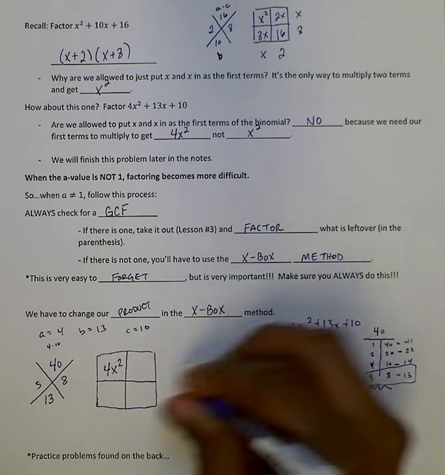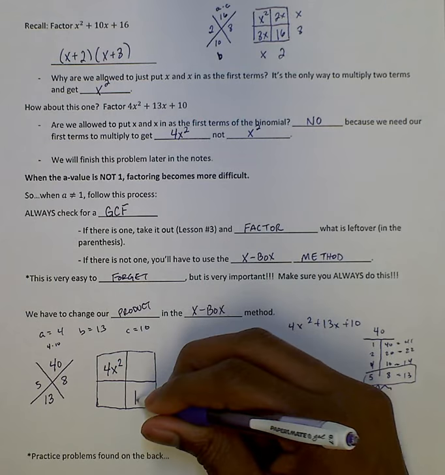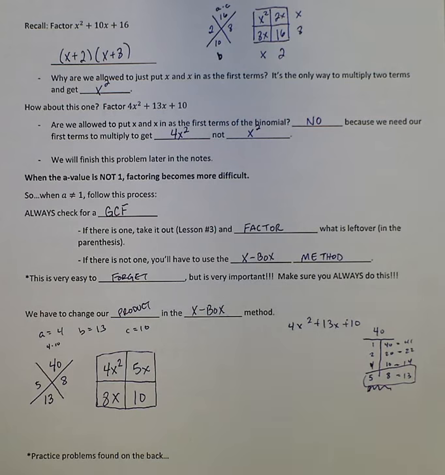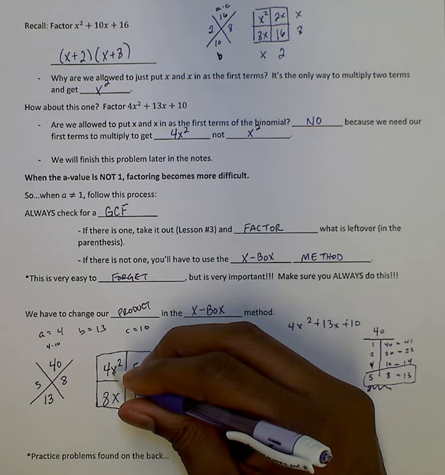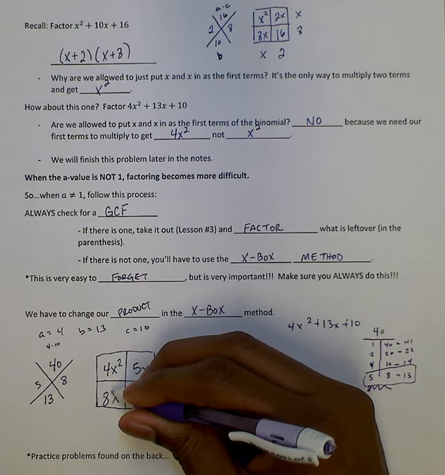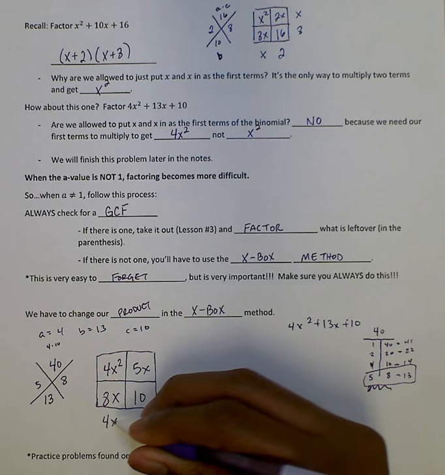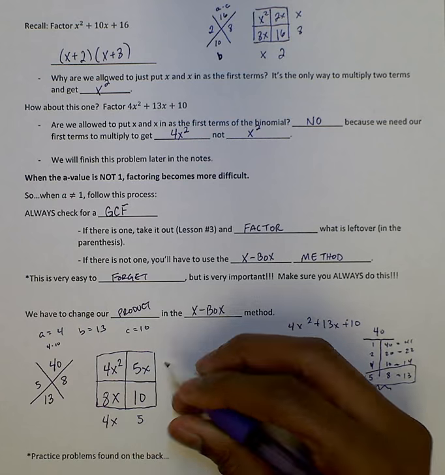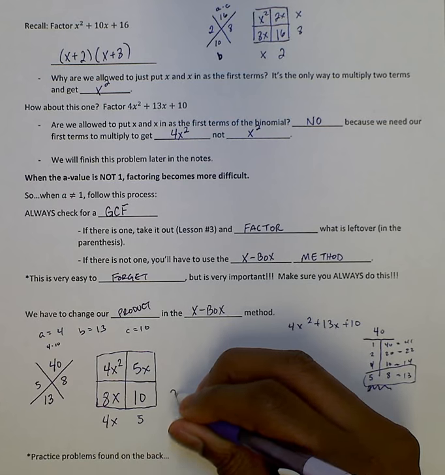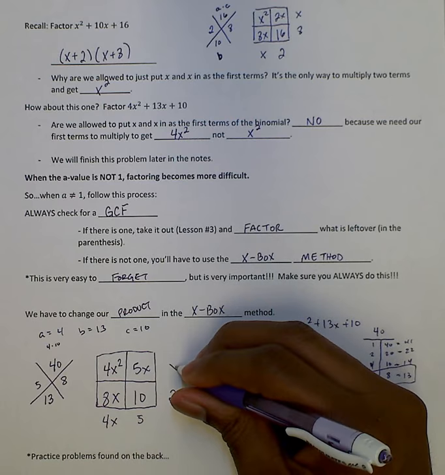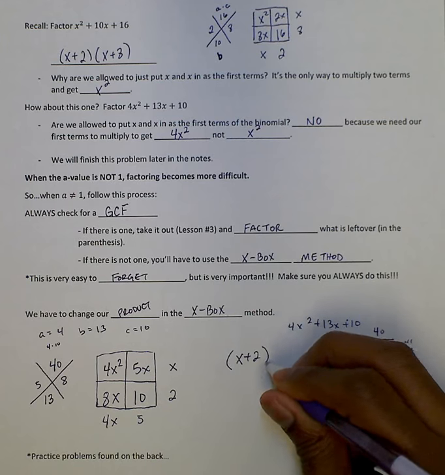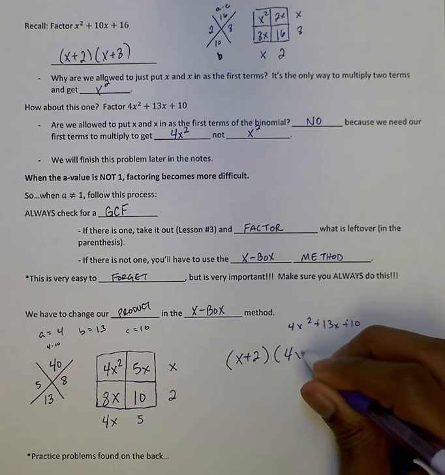First term in the first box, last term in the last box, and now we take our two terms that we just figured out, 5x and 8x, and put them in these two boxes. And then we'll go through and take the GCF out of each row and each column. So the GCF here, 4x squared and 8x, will be 4x. GCF between 5x and 10 is 5. GCF between 8x and 10 is 2. And GCF between 4x squared and 5x is x. And so then we have our binomial answer, x plus 2, 4x plus 5.